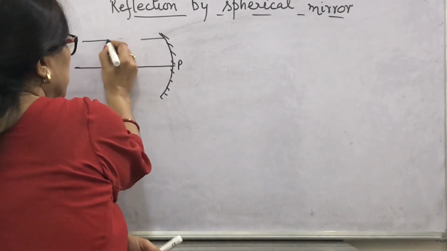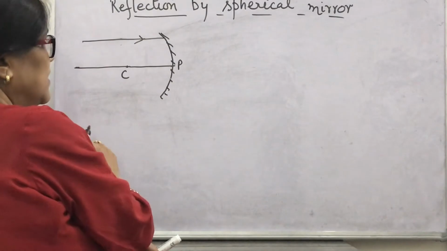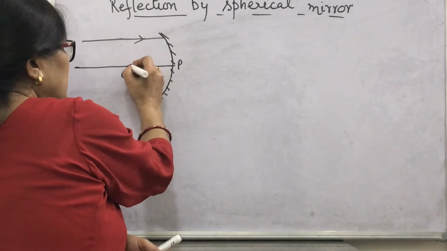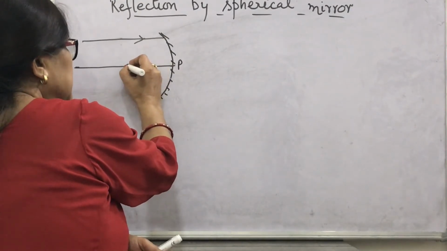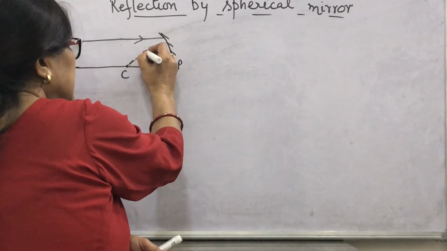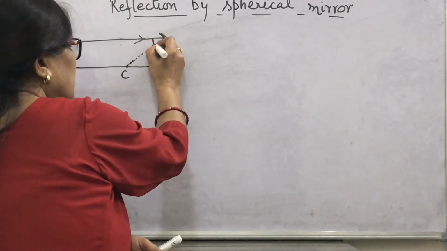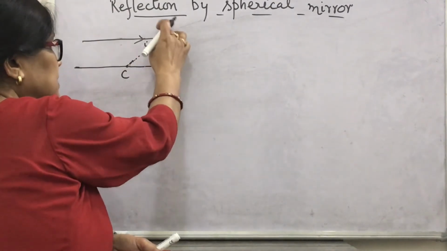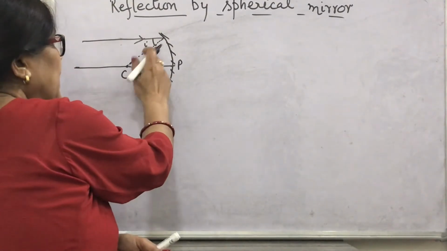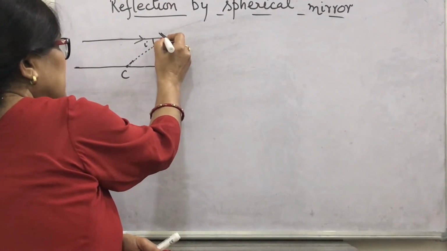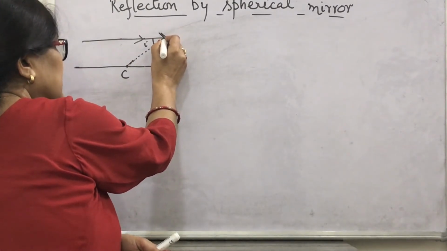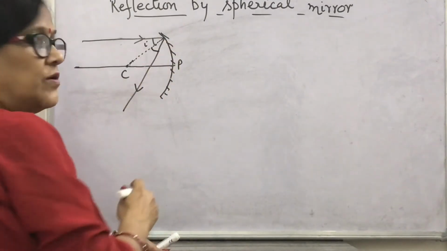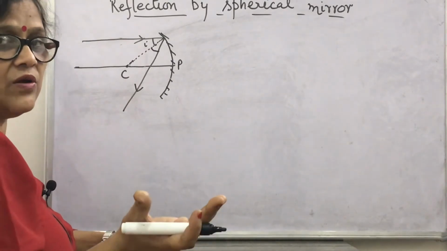if parallel to the principal axis like this, then what happens? If you join this point C with the point of incidence, then this will be the angle of incidence. This ray will be normal to the surface. So what will happen? At the same angle, it is reflected. So the ray is reflected in this way, making the same angle with the normal, because angle of incidence equals angle of reflection.